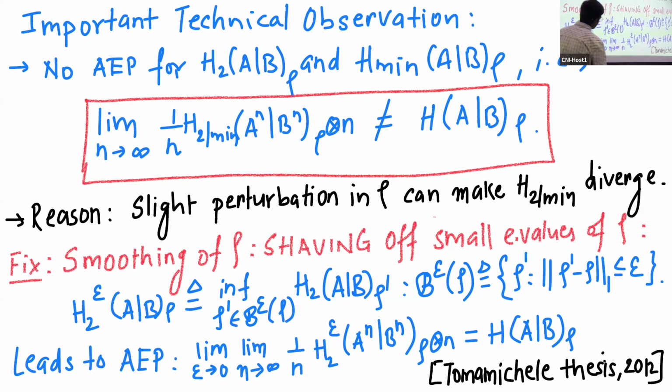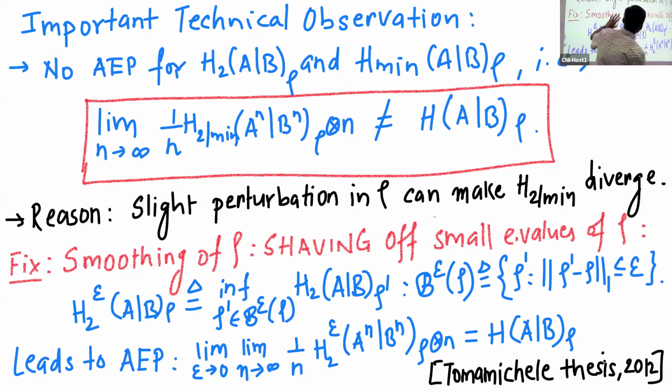So what smoothing gives me is that if I take first the limit n goes to infinity, then the limit epsilon goes to 0, and I evaluate H_2^epsilon over the nth extended system, where the extension, and this is important here, has to be taken over identical copies. So essentially it has to be the IID state, rho tensor n. Then this goes to H of A given B of rho. So these are the properties that we would want for these entropies.